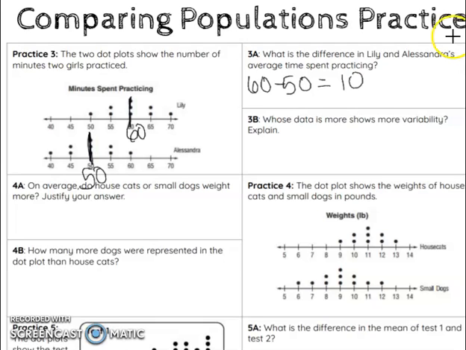If those were not symmetrical, then I'm going to have to actually calculate the mean and add up all the dots and then divide by how many dots there are.